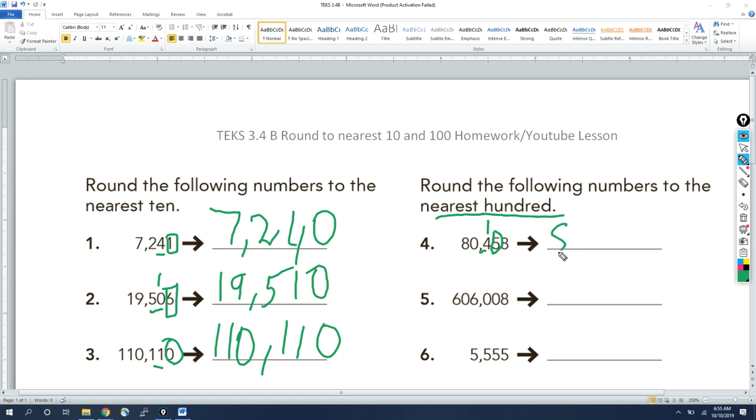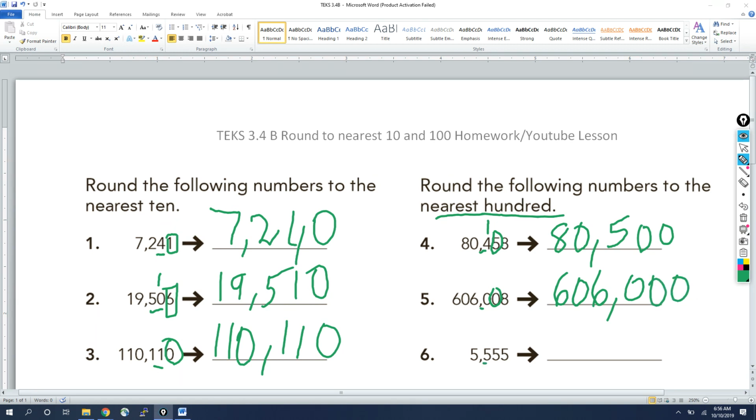So now we have 80,000. 4 plus 1 is 5. Everything else becomes a 0. Make sense? Underline the 100 place, circle the 10. We keep 606,000 the same. Since 0 is less than 5, we keep it the same. So we're going to have 0 and everything becomes 0.